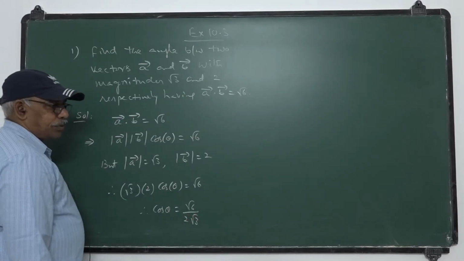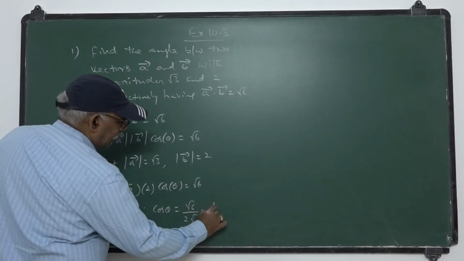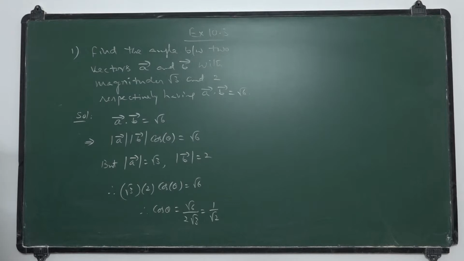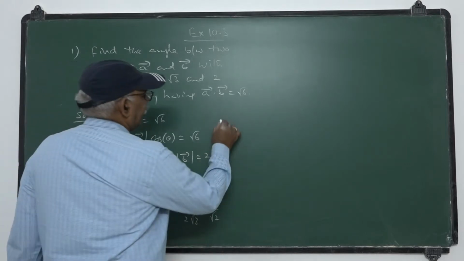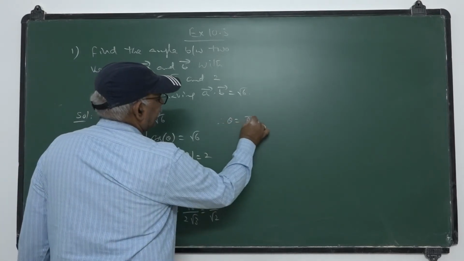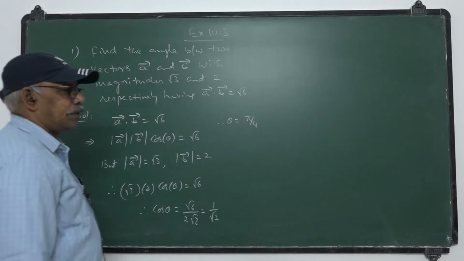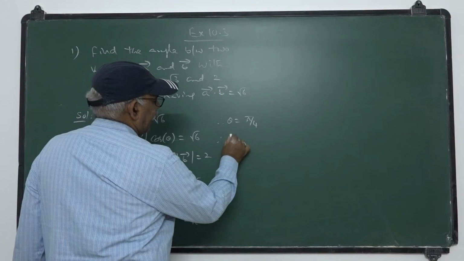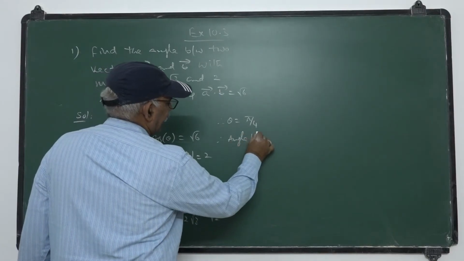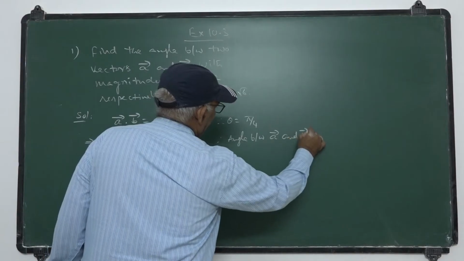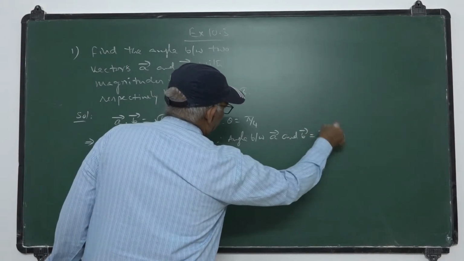Root 6 by 2 root 3 gives us 1 by root 2. Since cos theta is 1 by root 2, theta takes the value pi by 4, 45 degrees. Therefore, the angle between A bar and B bar is equal to pi by 4.